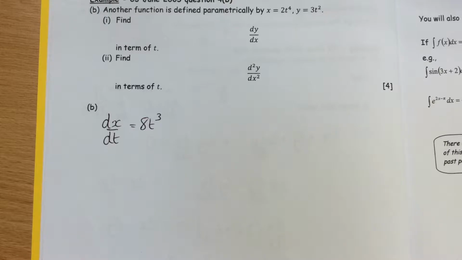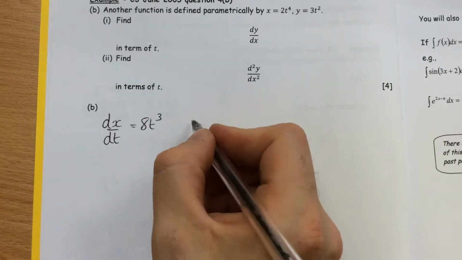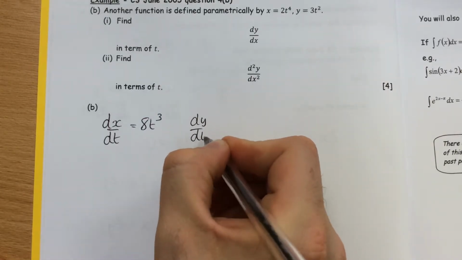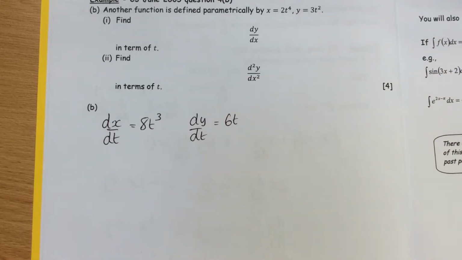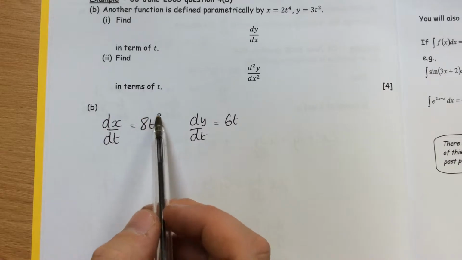8t cubed. We do exactly the same for y. So dy by dt. Again, I'm differentiating y with respect to t. Bring down the power, so I get 6t. The only other thing you need to do is this one.